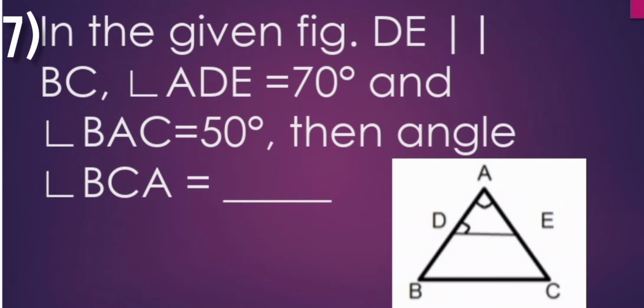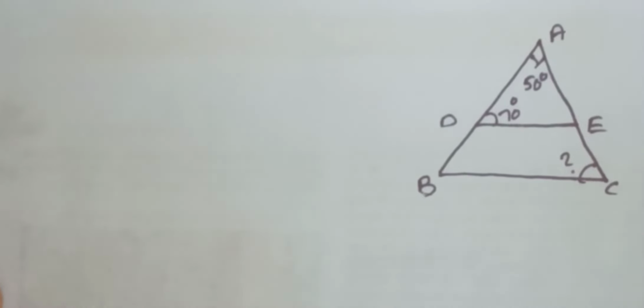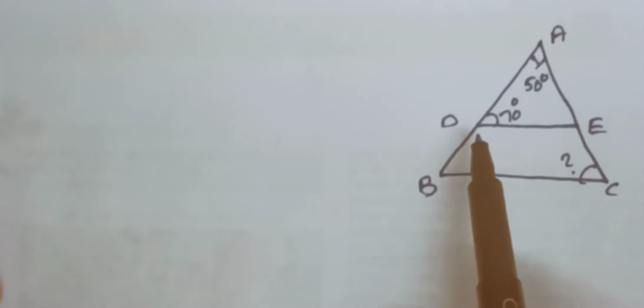Now we are going to do question number 7. In the given figure, DE parallel to BC, angle ADE is equal to 70 degree and angle BAC is equal to 50 degree. Then angle BCA equal to dash. Now here it is given, in triangle ABC, DE is parallel to BC and angle ADE is 70 degree and angle A is 50 degree. Now we have to find out angle BCA.